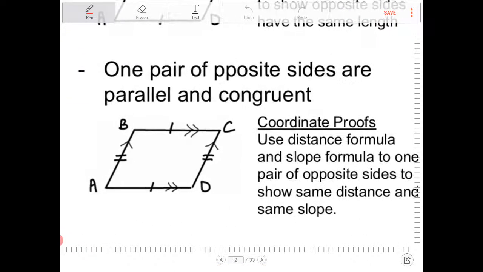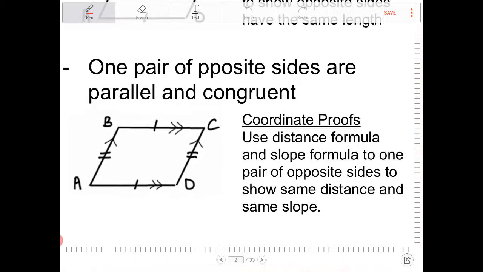One pair of opposite sides are parallel and congruent. Well, in this case, we would use the distance formula and the slope formula on one pair of opposite sides and show that they have the same distance and the same slope.